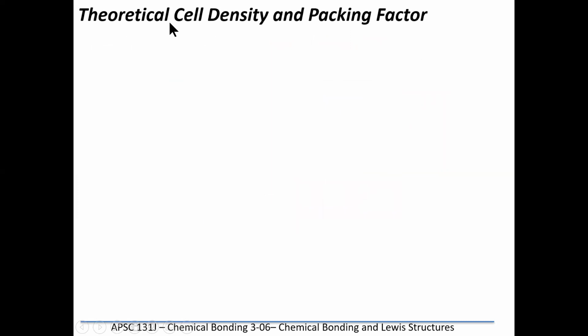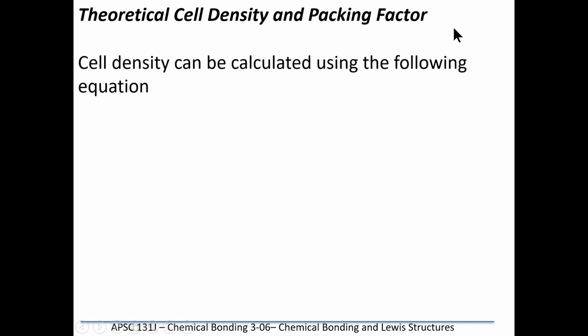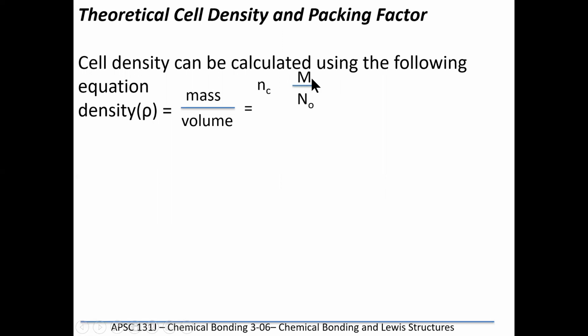So we're going to talk about the cell densities and the packing factors of these various crystals. Cell density can be calculated using the formula for density, which is mass divided by volume. We can use this simple symbol here to represent density. Now we can find the mass of a number of atoms by finding the mass of one atom, by taking the molar mass and dividing it by Avogadro's number, which is the number of atoms in a mole.